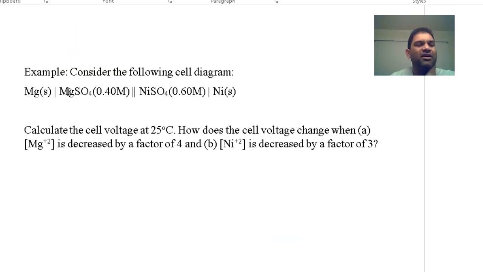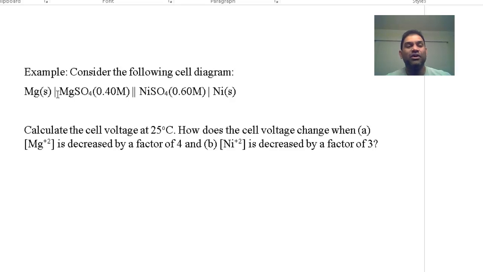So magnesium solid goes to magnesium sulfate. In this case, magnesium is in the +2 state. Magnesium sulfate is Mg plus 2 and SO4 minus 2. And then we have nickel plus 2 going to nickel solid. So the key here is realizing that magnesium sulfate is ionic, composed of Mg plus 2 and the sulfate ion, SO4 minus 2. And nickel sulfate is composed of Ni plus 2 and SO4 minus 2, the sulfate ion. So these are at non-standard state conditions.